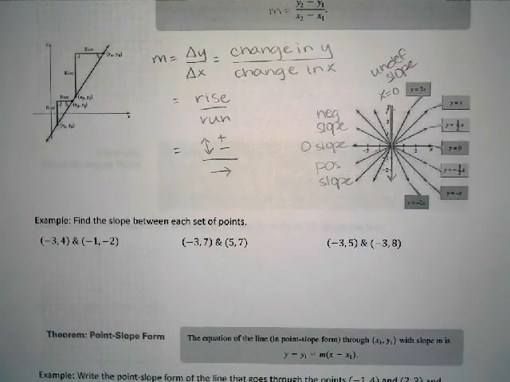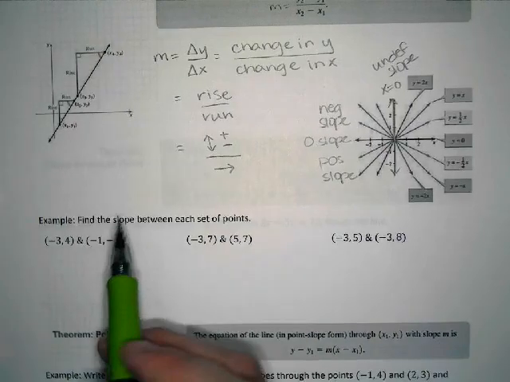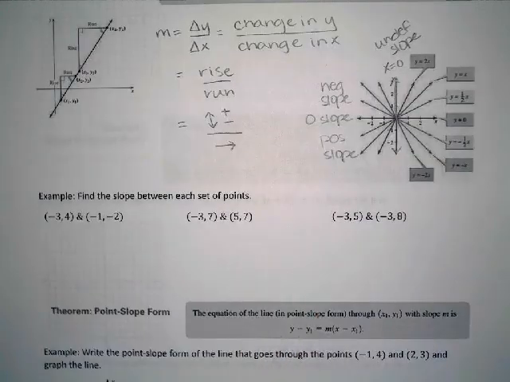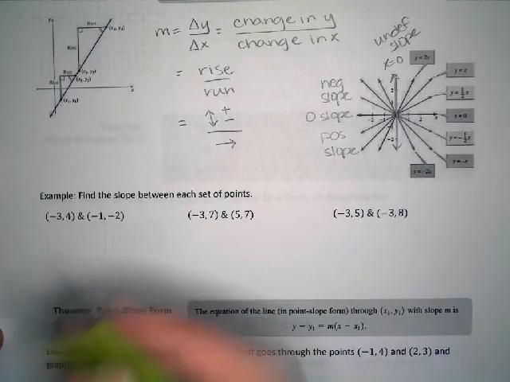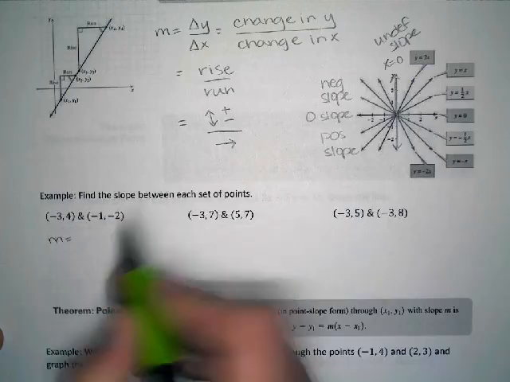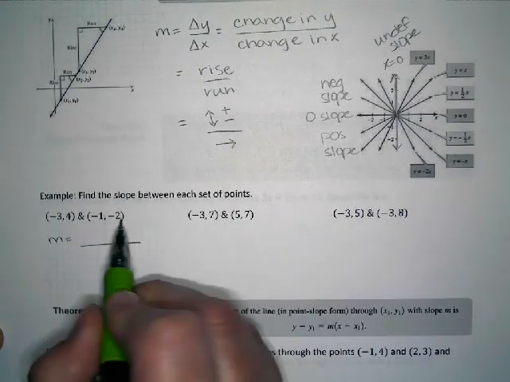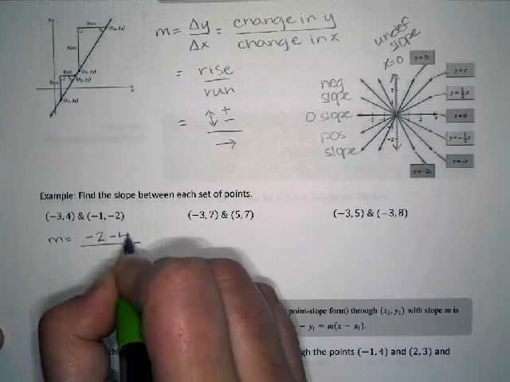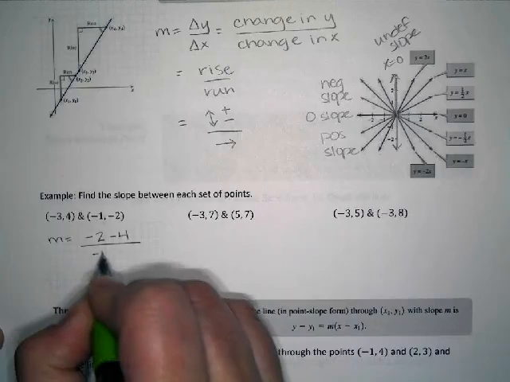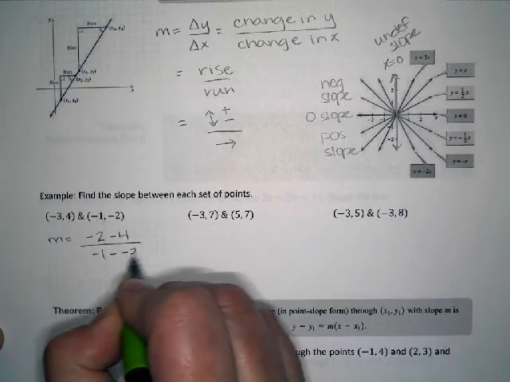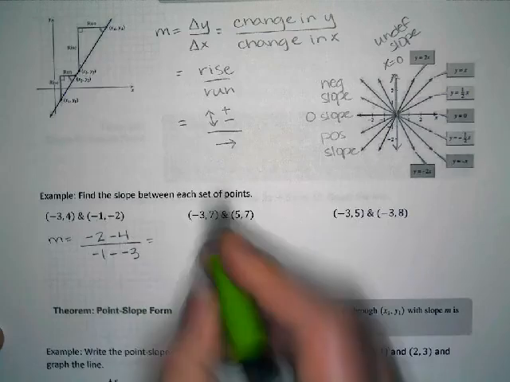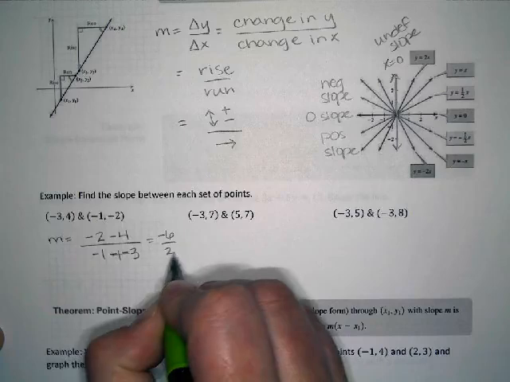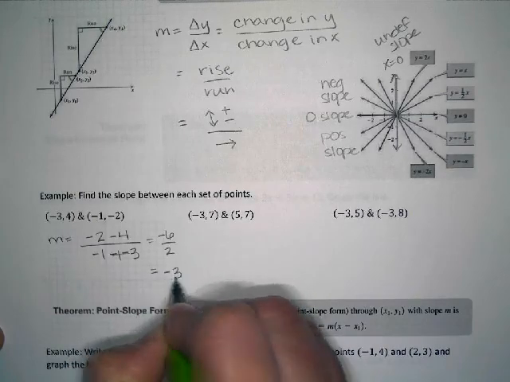Okay, so find the slope between the two sets of points. We're just going to subtract the x's, subtract the y's, and make sure that we're consistent with the direction that we go. So the y's go on top, so y2 minus y1, negative 2 minus 4, over x2 minus x1. So the top is negative 6. The bottom is 2, and that gives us an answer of negative 3.